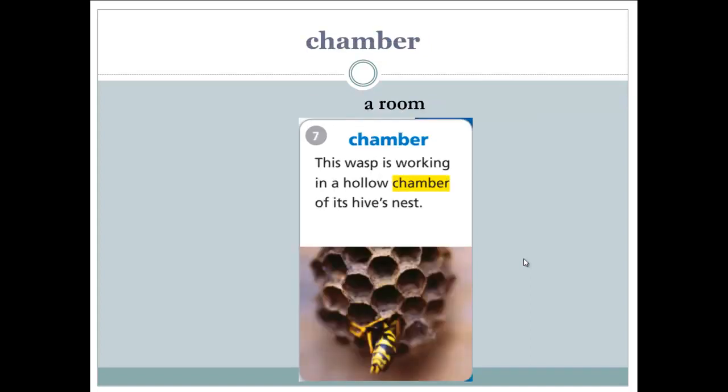Chamber. A chamber is a room. This insect, what do we call it? It's called a wasp. So this wasp is working in a hollow chamber of its hive's nest. It's working in a hollow room of its hive's nest. So what do we call these rooms? We call them chambers.